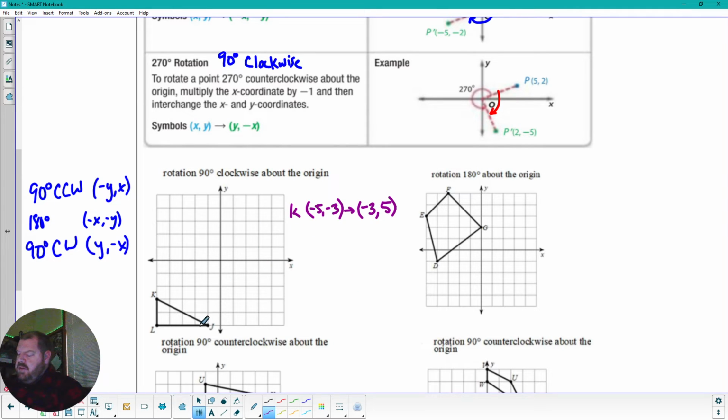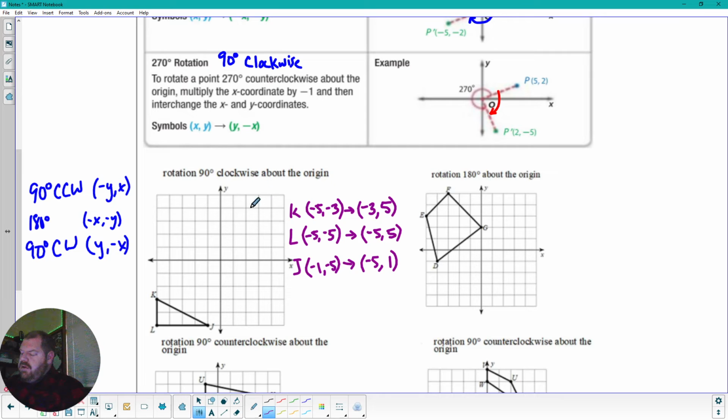I'm just going to go through and do them, and then I'll graph them all at the same time. L is at (-5, -5). Switch them. The second one is its opposite. So we get (-5, 5). And J is at (-1, -5). So I'll switch them. Would be (-5, -1), but I make the second one its opposite. So (-5, 1). So let's see where this is going to end up.